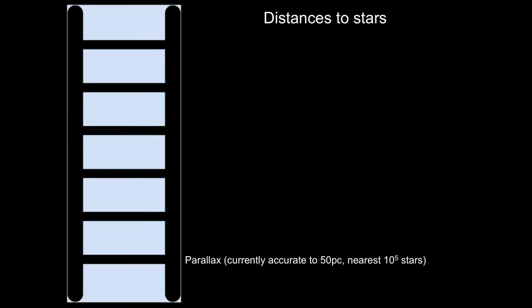So a few weeks ago, we encountered the first way astronomers measure how far away stars are using measurements of their parallax. And that enables us to measure the distances to stars up to about 50 parsecs away, and that's about 10 to the 5 stars, 100,000 stars. Sounds like a lot, but that's a tiny, tiny fraction of the stars in our galaxy. And 50 parsecs is a tiny, tiny distance compared to the size of the galaxy. So how can we do better?